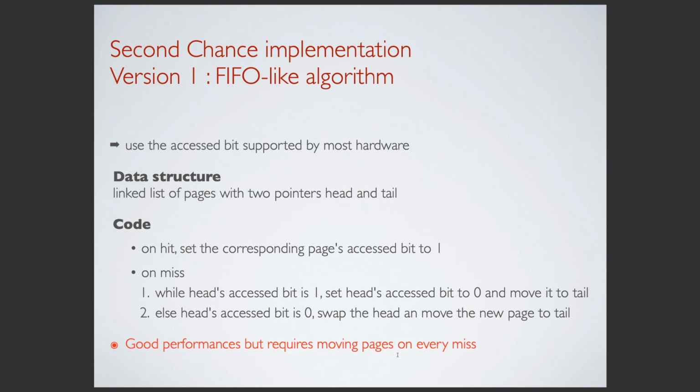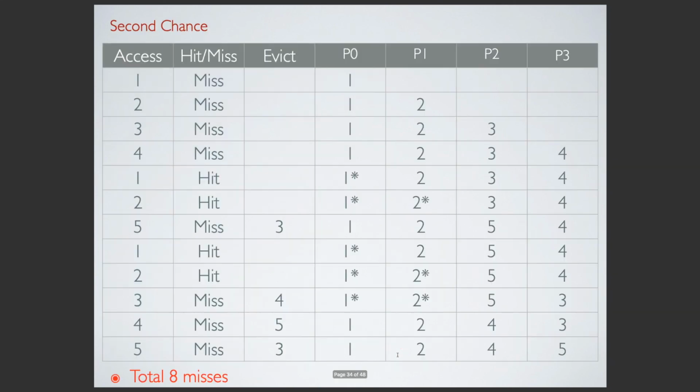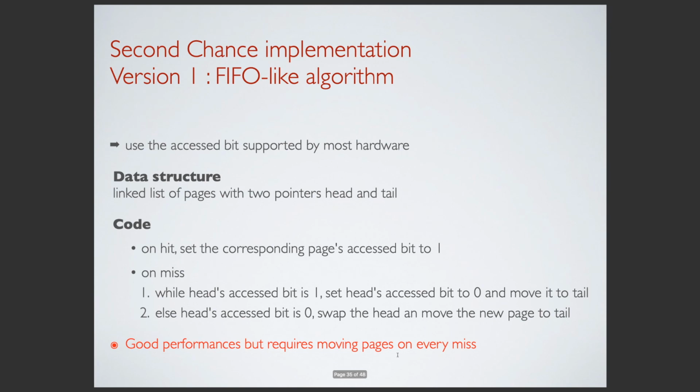Here I have the algorithm because you will have to implement that for project 3. So I have the algorithm in a better layout than this array. The access bit is supported by most hardware, by the way. So it's automatic. You have nothing to do. The access bit is going to be turned on automatically on access. So you keep a linked list of pages with 2 pointers, a head and a tail. Okay. On hit, what you do is you turn the access bit to 1.